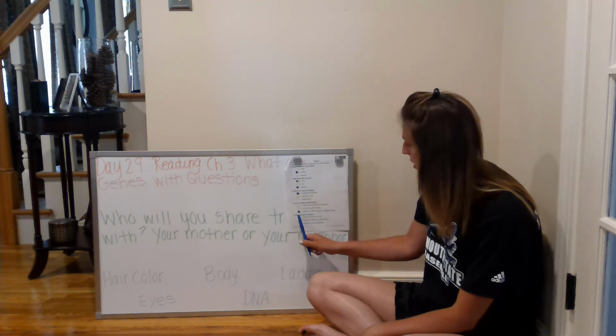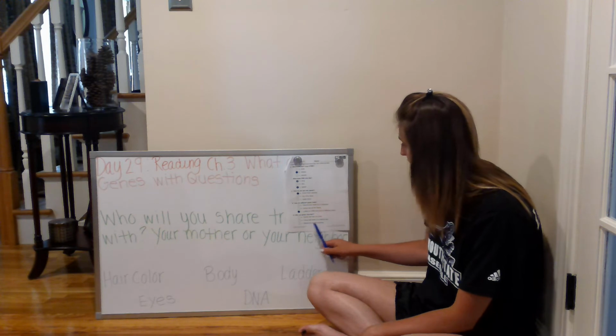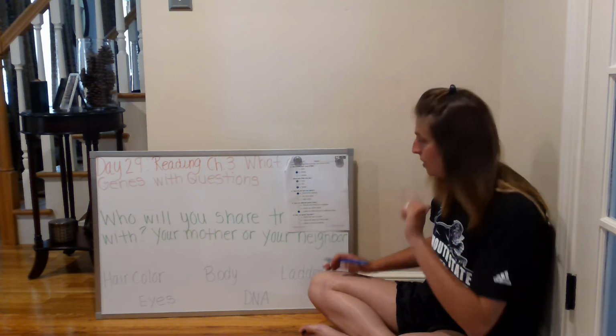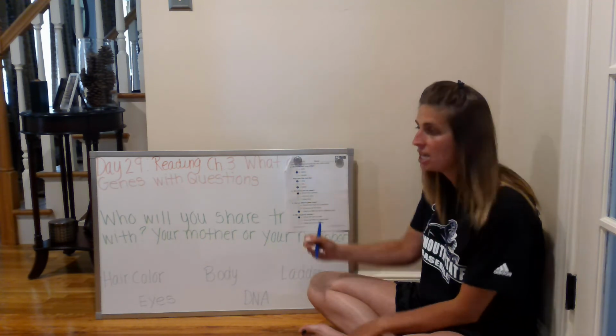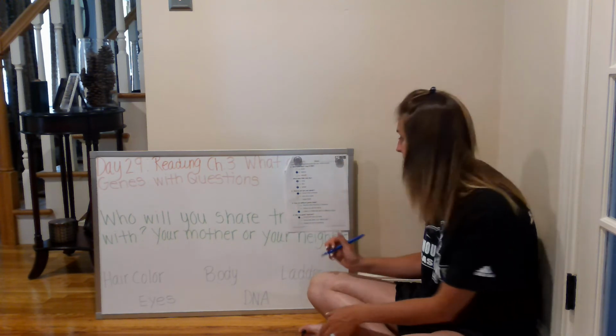And number 10, why are genes important? Genes tell you how you look. Genes tell you what your talents are. Genes do not do anything. The correct answers are A and B. Genes tell you how you look. So what your hair color is going to be, your skin color, your eye color, your height, your foot size.